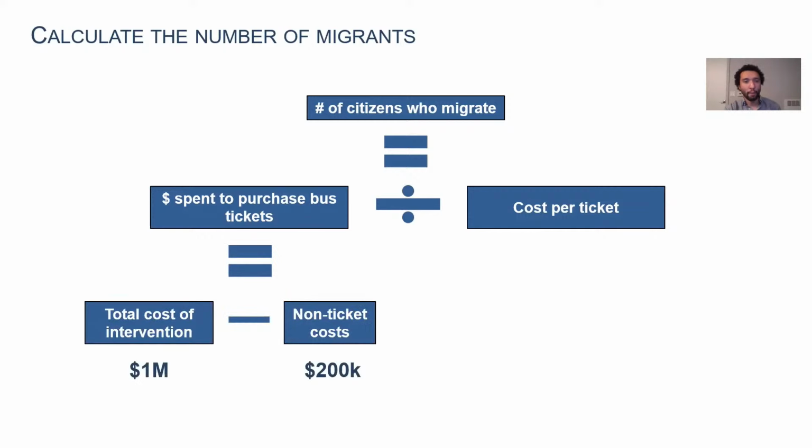If we start with a $1 million donation and spend $200,000 on overhead, we end up with $800,000 to spend on tickets. If each ticket costs $80, we then have 10,000 tickets we can buy.